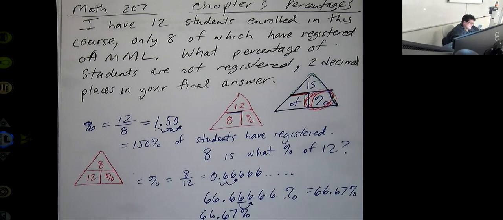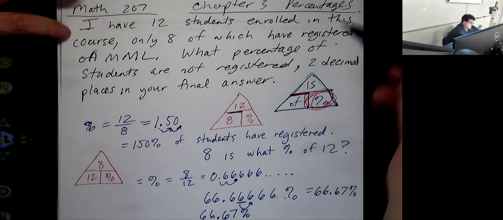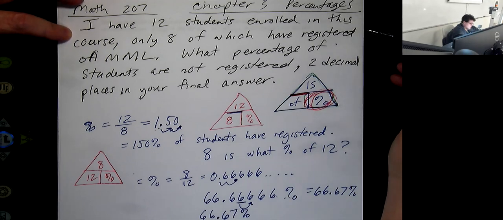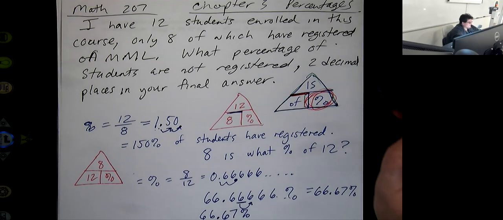So it says we had 8 students register out of 12. The question is, what percentage of students have not registered? No. We found the percentage of students that did register. So we have the wrong answer. How do we fix this?